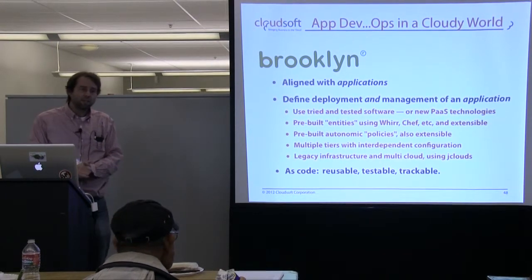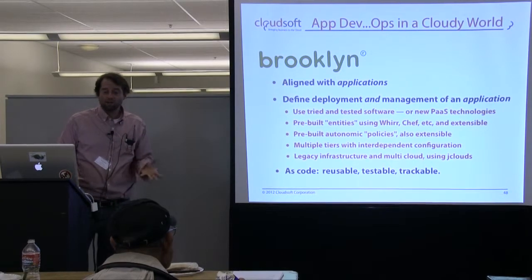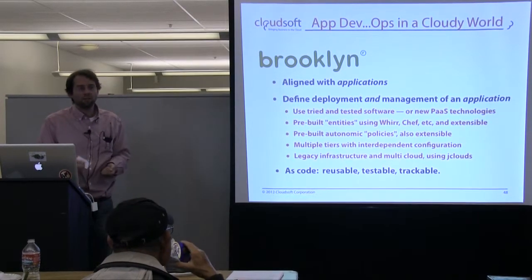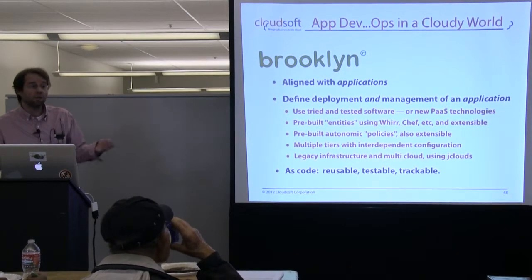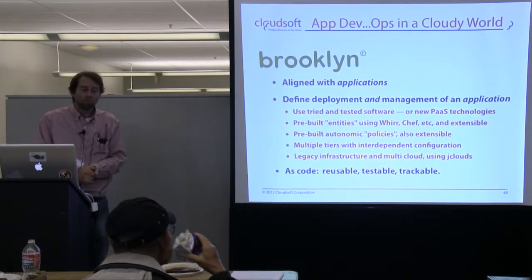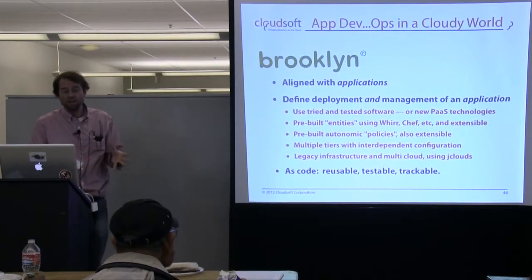So because it's shaped around the application as code, it lets you easily take tried and tested software off the shelf, or PaaSes that you want to use, and those can be parts of your application. Brooklyn gives you a way to specify the combination of those.